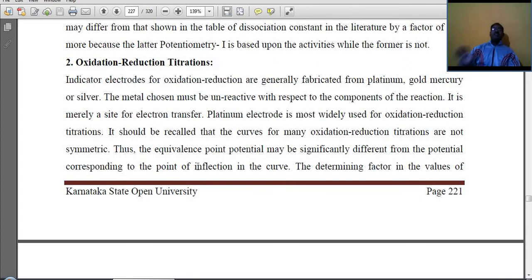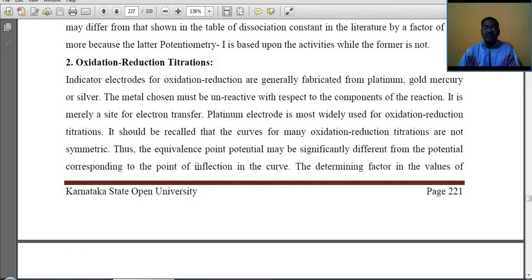The indicator electrodes for oxidation reduction are generally fabricated from platinum, gold, mercury, or silver. The metal chosen must be unreactive with respect to the components of the reaction. It is merely a site for electron transfer. Platinum electrode is most widely used for oxidation reduction titration.